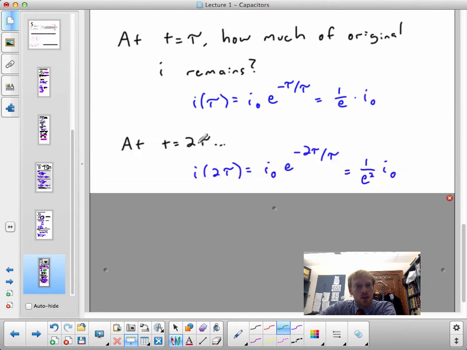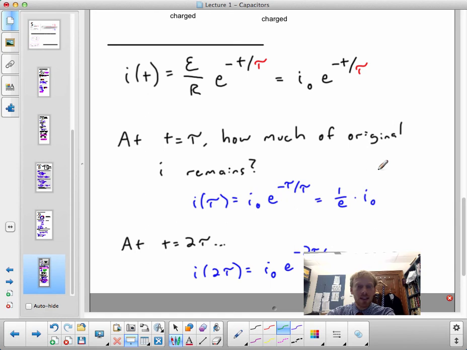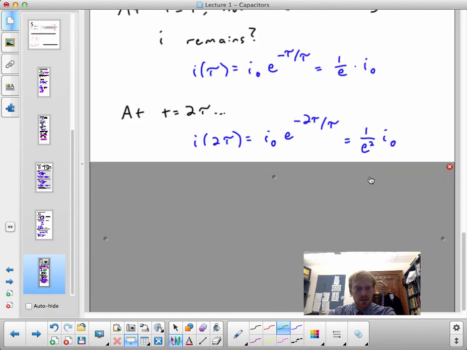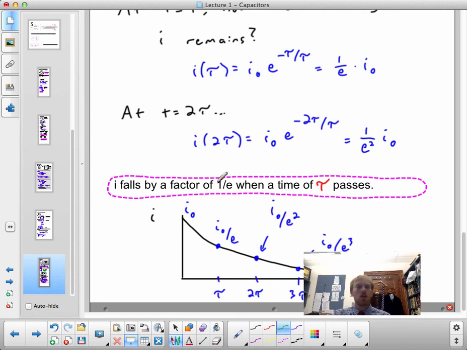At t equals twice the time constant, which is a number of seconds, since it's r times c, that is a number of seconds. At a time equal to twice the time constant, let's see, the current has this value where it's minus 2 tau over tau, and that's 1 over e squared times the original current. You can ponder this mathematically to convince yourself that it's right, as you like. But the current falls by a factor of 1 over e when a time of tau passes.